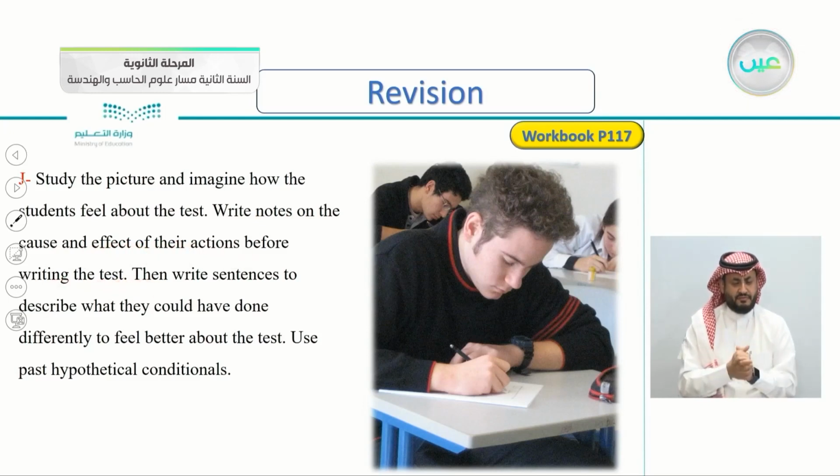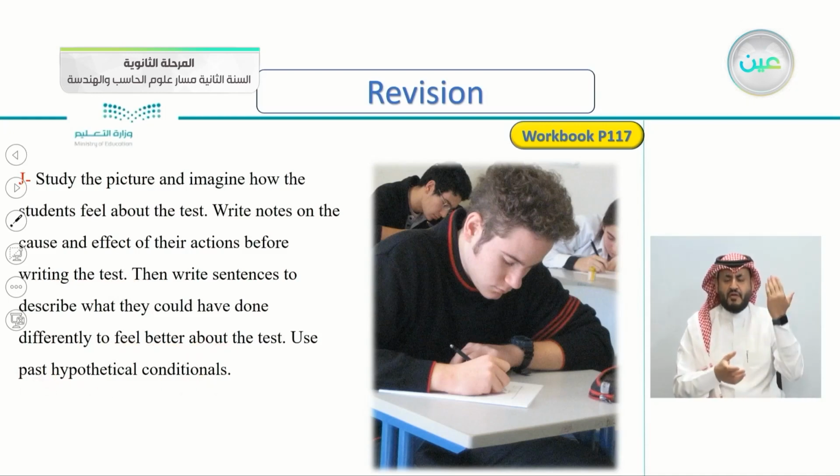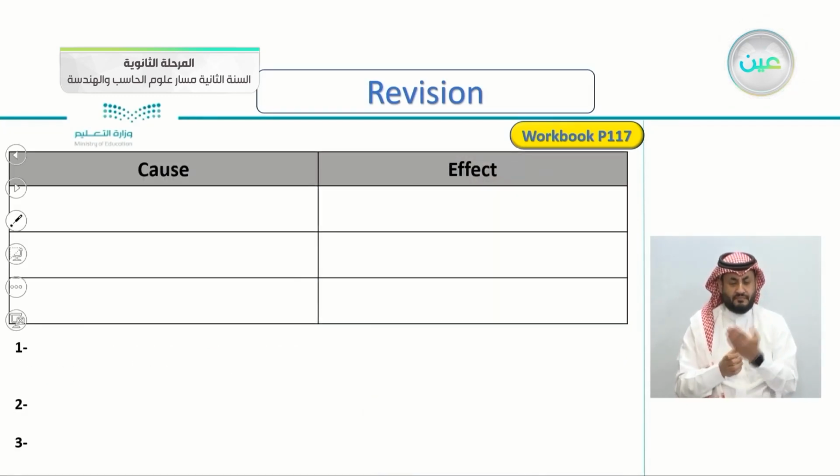Then write sentences to describe what they could have done differently to feel better about the test. Use past hypothetical conditionals. So this is the cause and effect chart. Then we, of course, will be writing here three sentences.